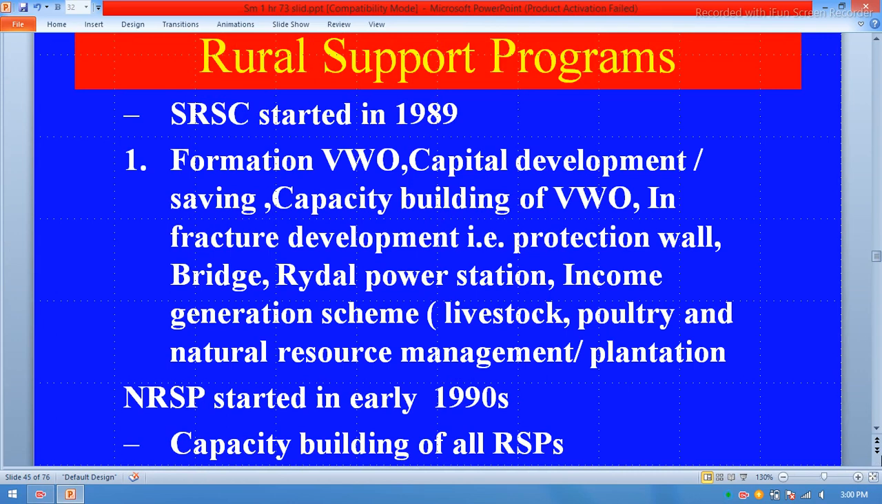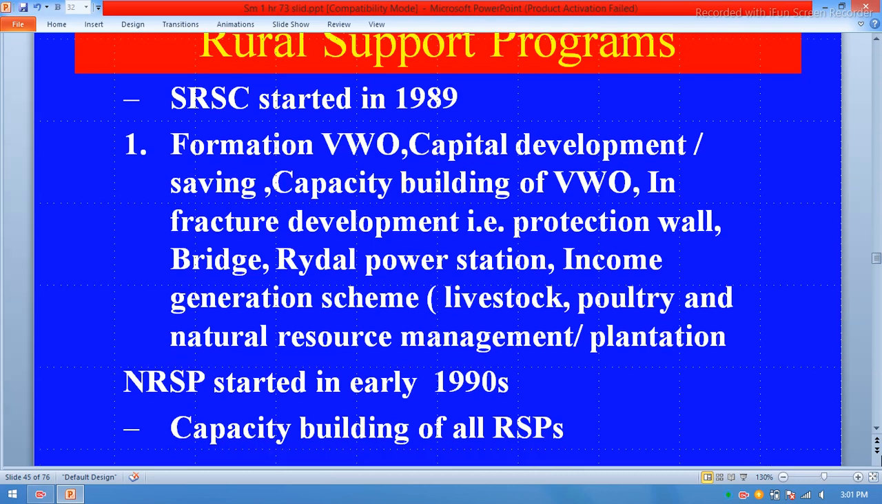The Rural Support Programme SRSP started in 1989. Formation of Village Women Organizations, capital development and savings, capacity building of Village Organizations, infrastructure development, protection walls, bridges, income generating schemes, livestock, poultry, natural resource management, plantation. NRSP started in the early 90s. The basic objective of NRSP is to build the capacity of all RSPs.